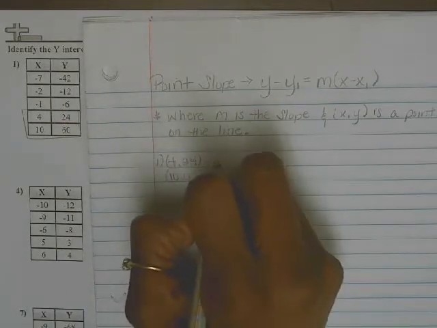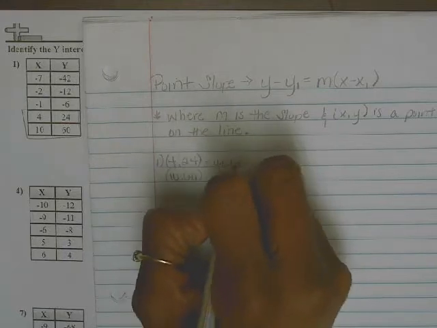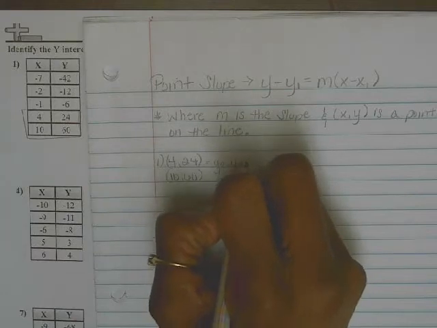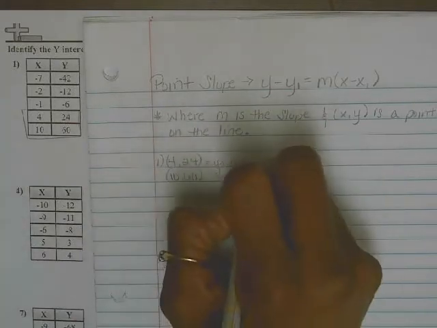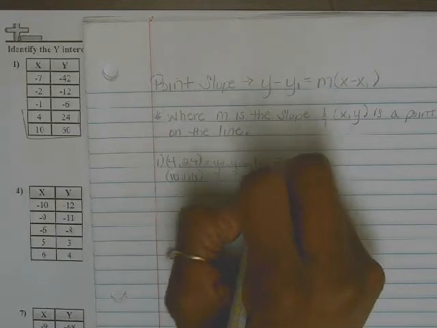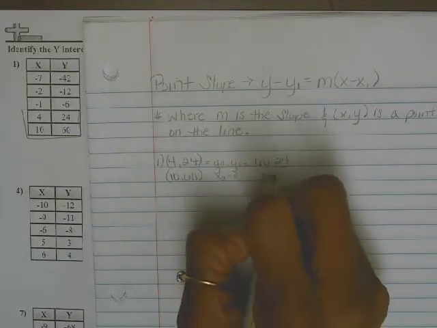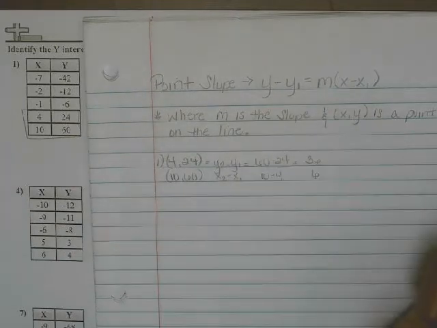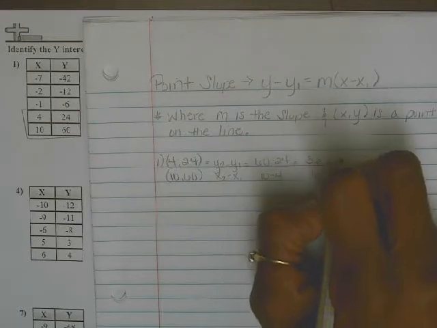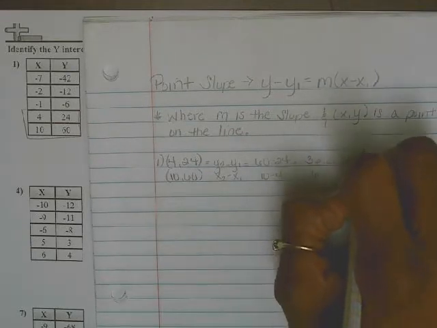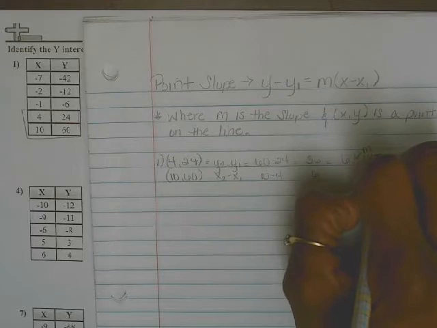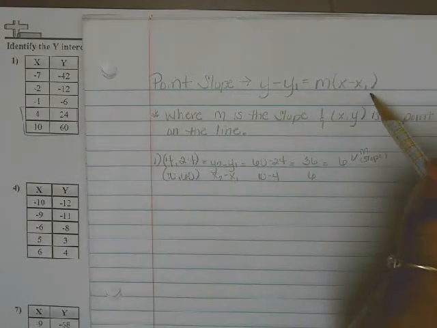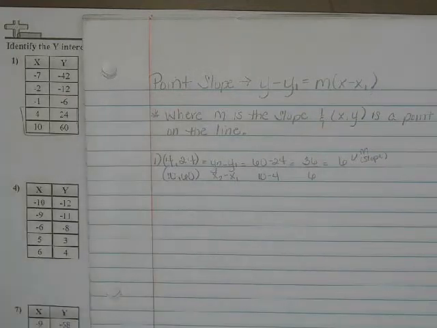So again, I need to find the slope. So I'm going to find my y2 minus y1 over x2 minus x1. So that's going to give me 60 minus 24 over 10 minus 4. So I'm going to get 36 over 6, which simplifies to 6. That's going to be my m, my slope. Okay? Now that I know the slope, I can go back and I can put it into this formula to find out what is my y-intercept.